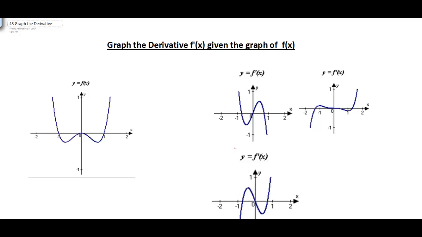At this point, if you'd like, you could pause the video and see if you can determine which one of these three graphs is going to be the graph of the derivative of the function over here on the left side.